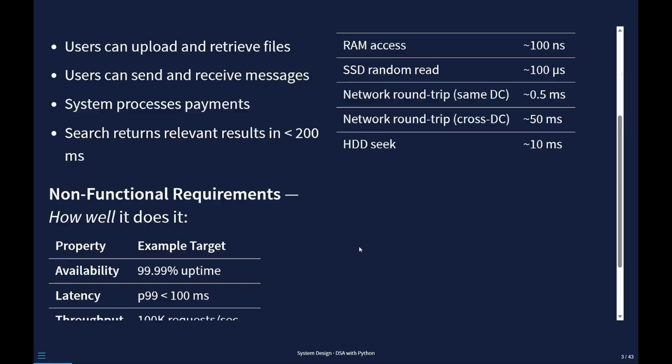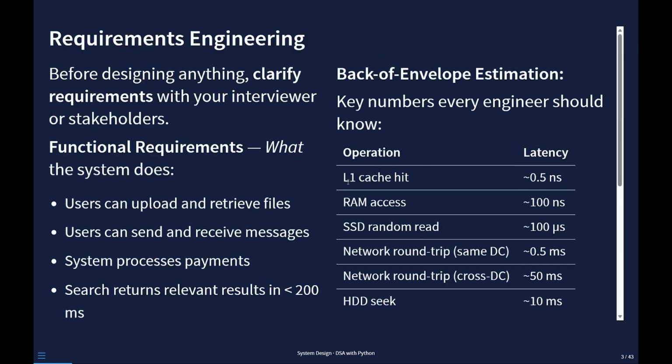Now, back of the envelope estimation. Before you design anything, you need rough numbers. How many requests per second? How much storage? How much bandwidth? Memorize these latency numbers. L1 cache, half a nanosecond. RAM, 100 nanoseconds. SSD random read, 100 microseconds. Same data center network round trip, half a millisecond. Cross data center, 50 milliseconds. HDD seek, 10 milliseconds.